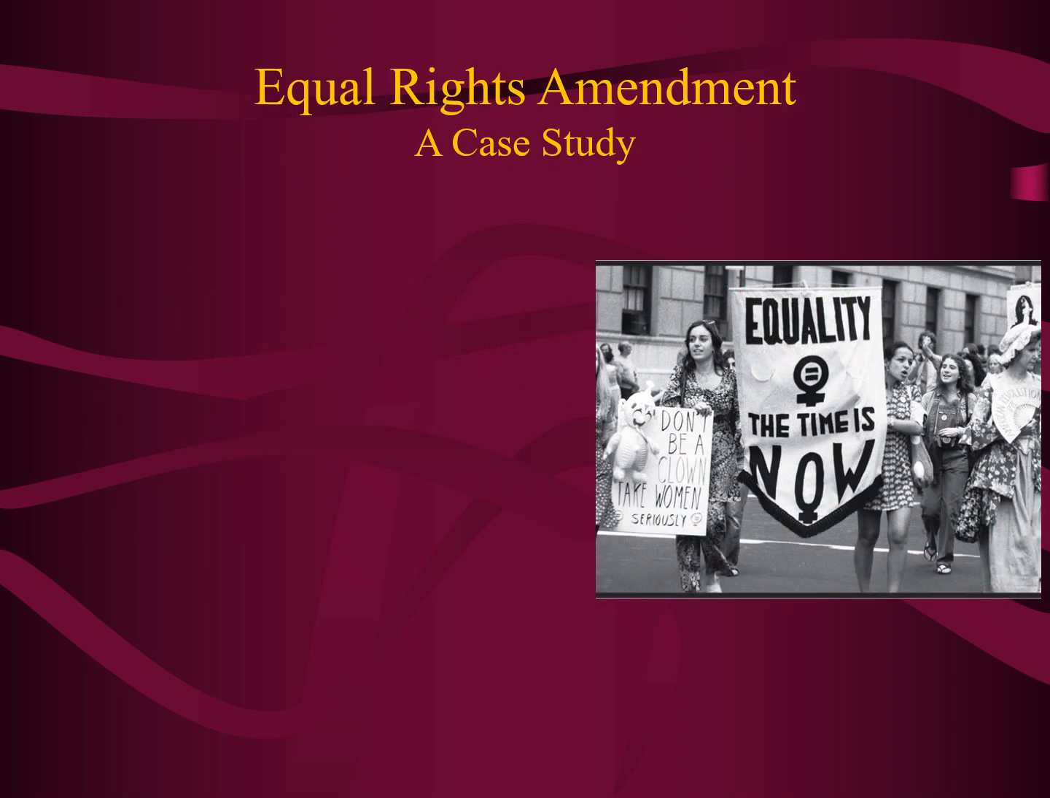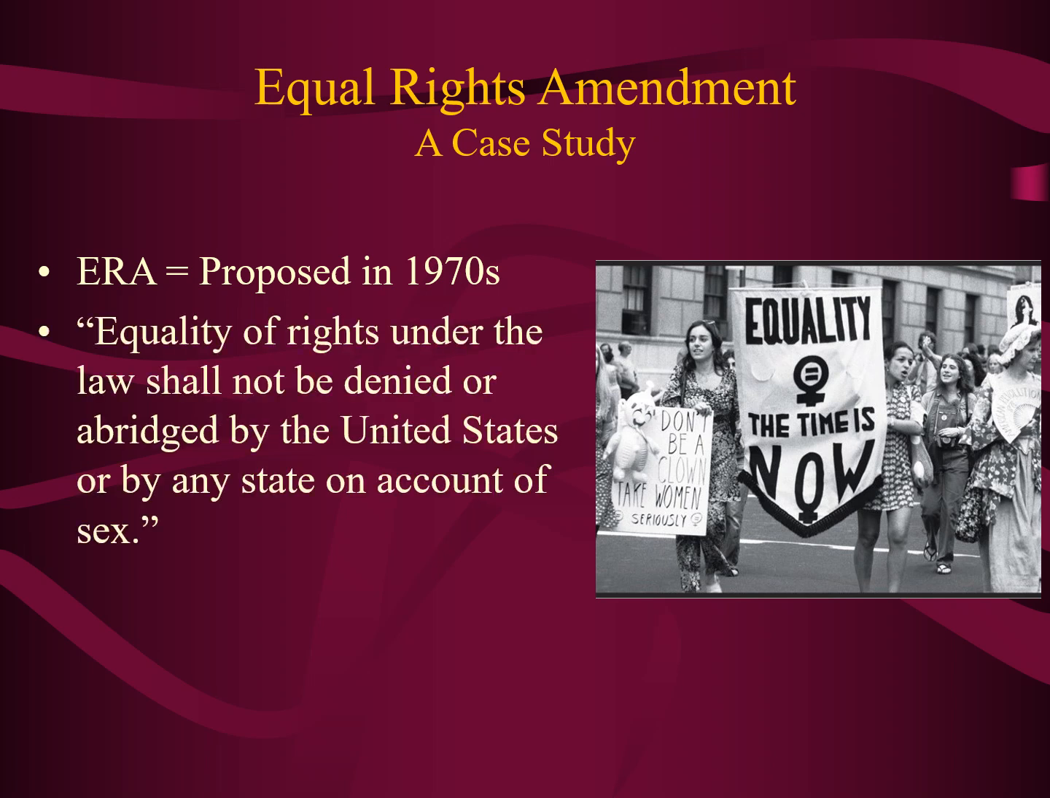I'd like to offer the Equal Rights Amendment as a so-called case study on how an amendment can go through this process. In the 1970s, it was proposed by a 2/3 vote in the House and the Senate. The exact language was, "Equality of rights under the law shall not be denied or abridged by the United States or by any state on account of sex." Basically, it would prohibit discrimination based on sex.